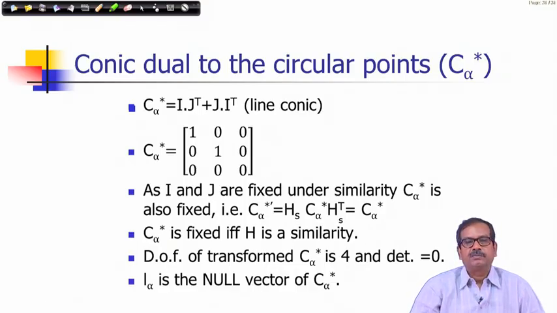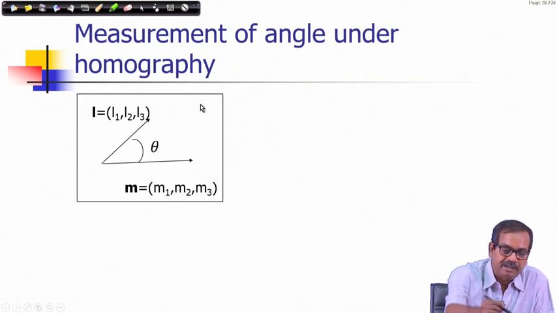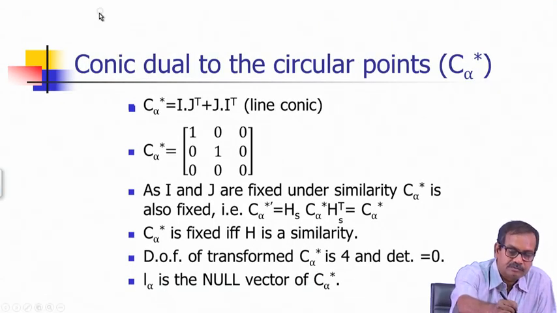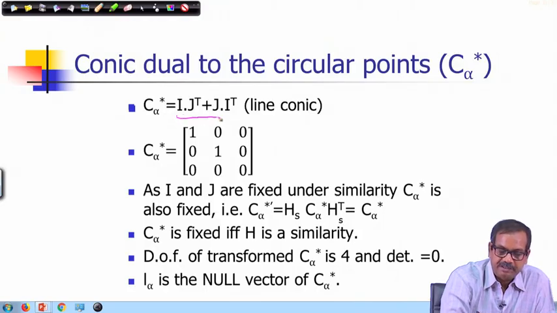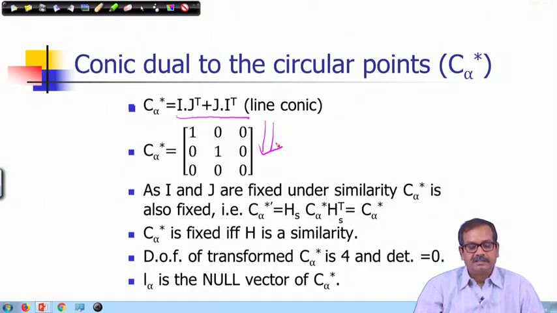Since we have these 2 circular points, now we can also define conic duals, and we have discussed this dual representation of conics previously also. By using 2 circular points, we can define a degenerate conic in this form. You can see that this is a 3 cross 3 form, which in a simplified representation will look like this. So, you have 1 0 0, 0 1 0, 0 0 0.